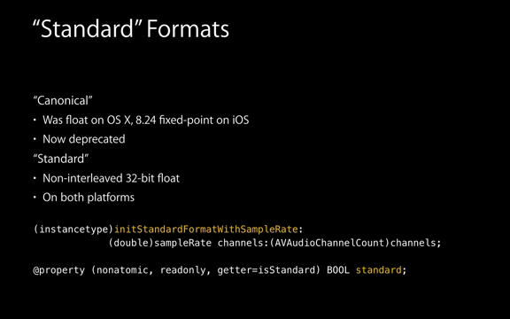So this is the simplest way to construct an AV Audio Format now: you can create a standard format by specifying just a sample rate and channel count. You can also query any AV Audio Format you might come across and find out if it is a standard format using the standard property.